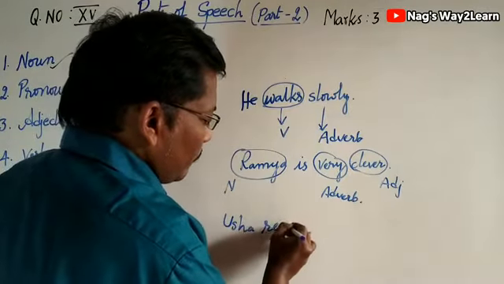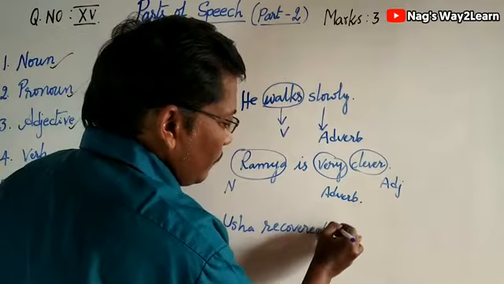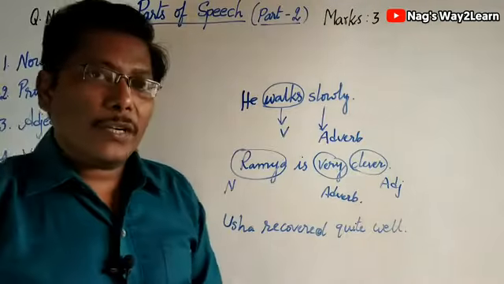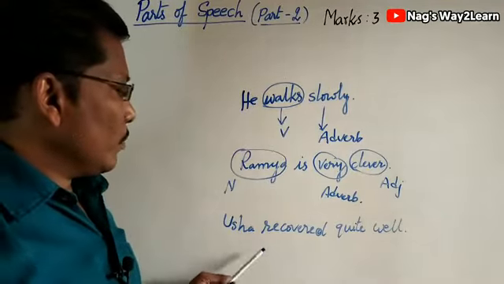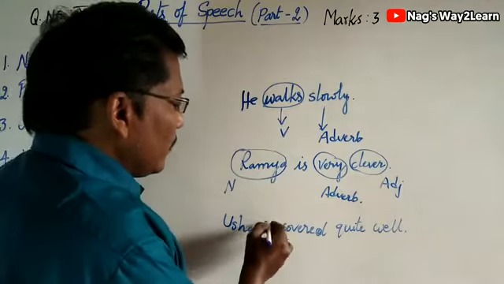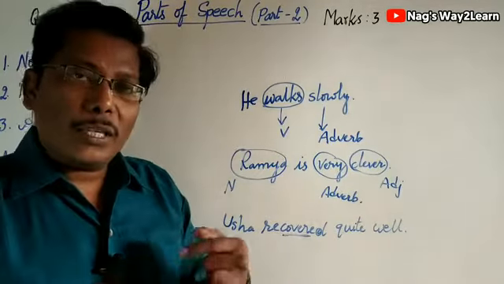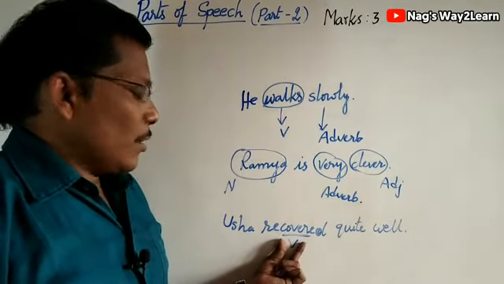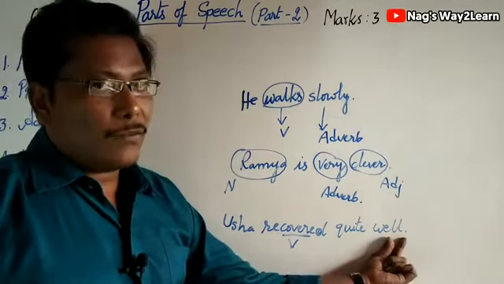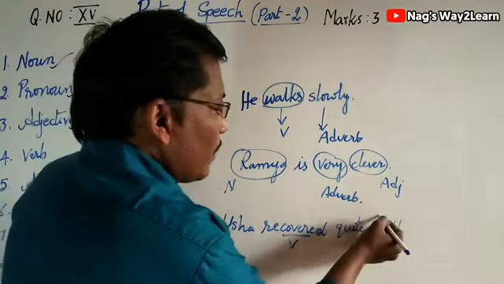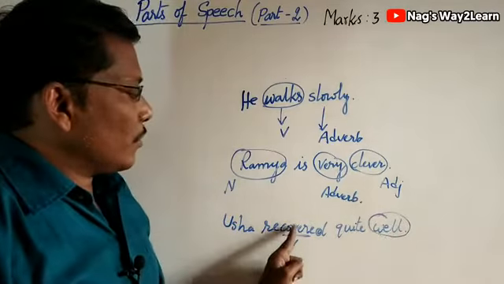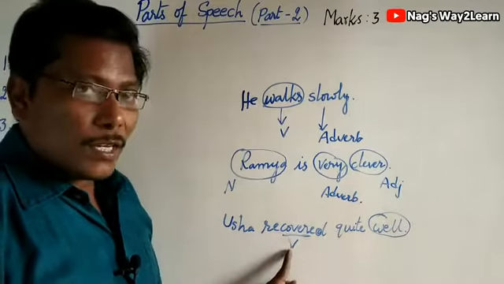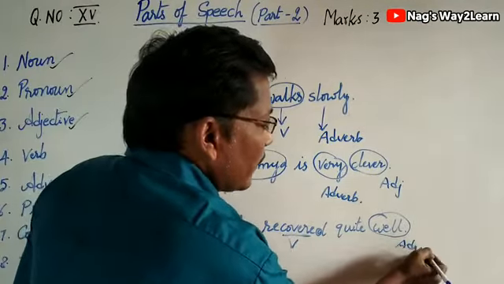Usha recovered quite well. Usha recovered quite well. So, if you observe this sentence also here, you can find that recovered. Recovered is nothing but doing some work or some action. So, this is verb. So, how is the action recovered taking place? Well. Okay, understand? So, this well is describing the action word recovered. Therefore, well is describing a verb. So, this can be called adverb.